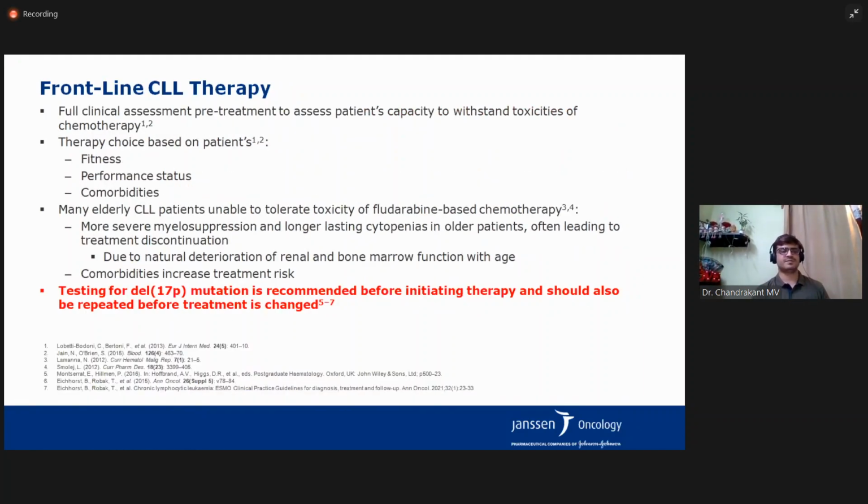So, when we decide that we have to treat the patient, we must know the 17p deletion status, whether it is tested or not. We can do this even in the peripheral blood. We don't routinely do bone marrow in CLL patients.